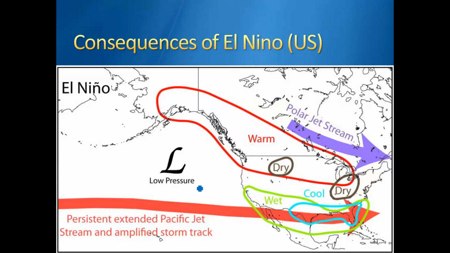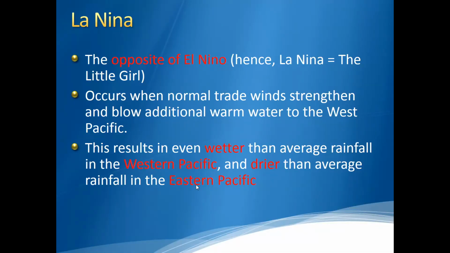Now, what about the opposite? Sometimes, rather than slackening off and dying off, we'll have a situation where the trade winds instead strengthen. This is called La Nina. And this is just the opposite of El Nino, hence the name. The name is just there to represent that this is the opposite of El Nino, and so they use the name La Nina.